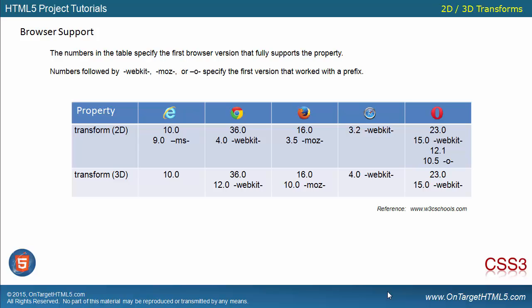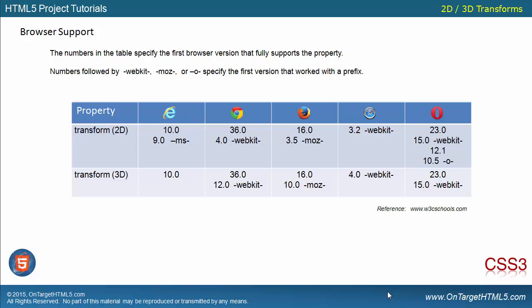So, browser support. Transform 2D for Internet Explorer has been available since 10.0, for Chrome 36.0, for Firefox 16.0. For Safari, we're still using the Web Rendering 3.2 WebKit rendering engine. It's not fully available yet in Safari. And 23.0 for Opera, and 12.1, because keep in mind that Opera is using two different rendering engines. We have the WebKit and the Opera rendering engine. So in 12.1 it's available in the Opera rendering engine, 23.0 for the WebKit engine.